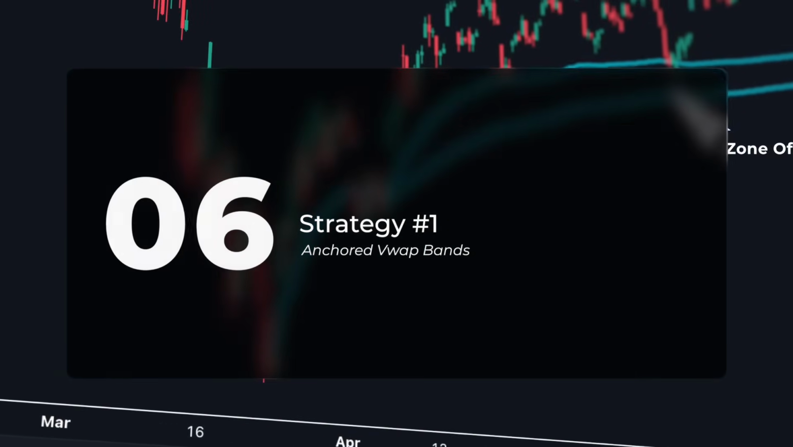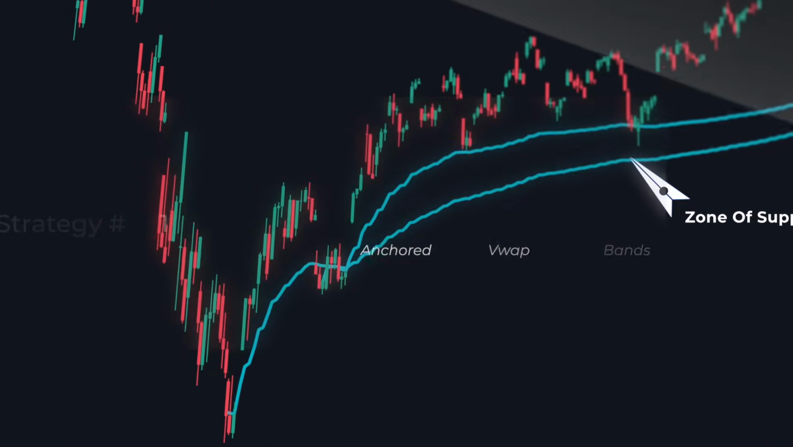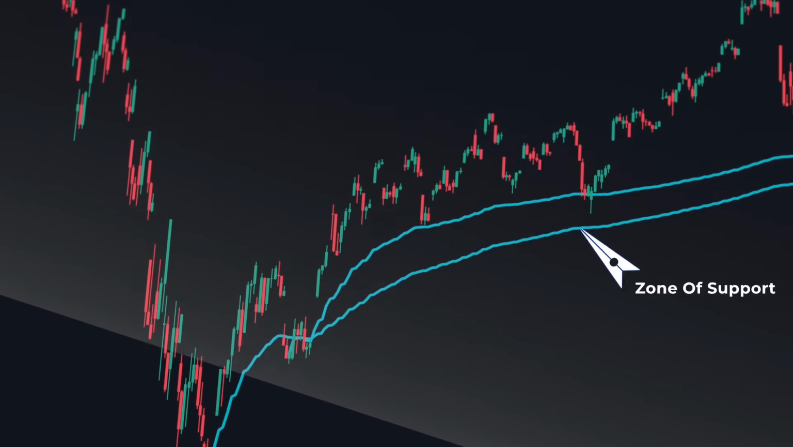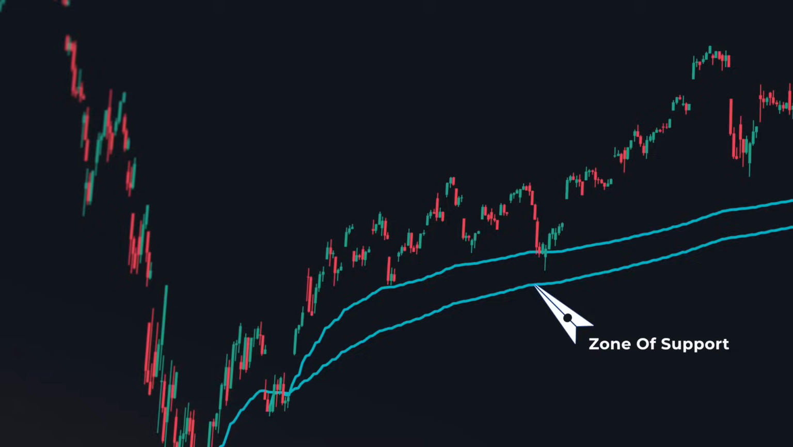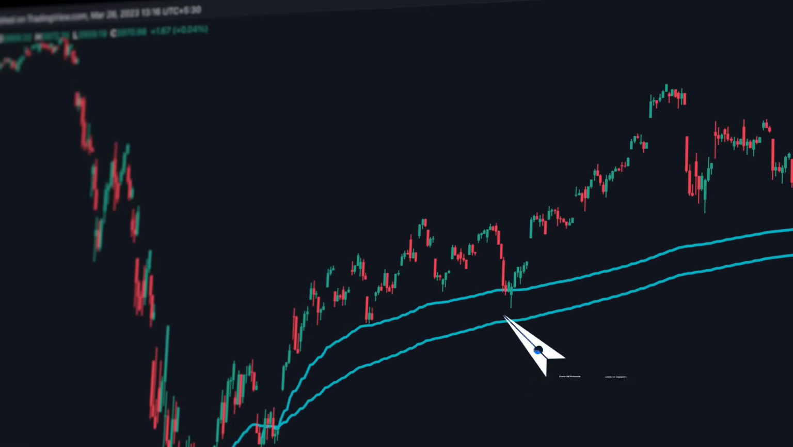Topic 6. Anchored VWAP bands. The anchored VWAP can also be used as bands to determine a zone of support or resistance instead of a line.